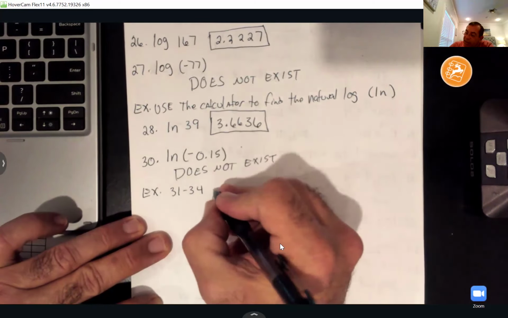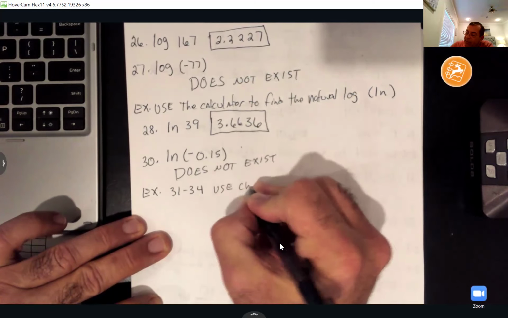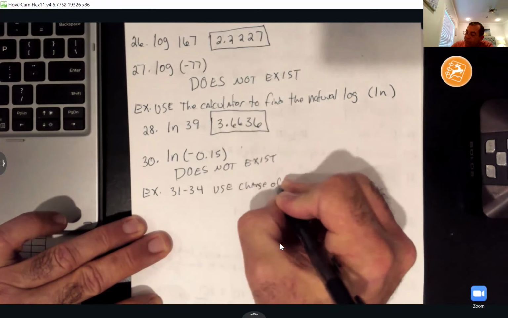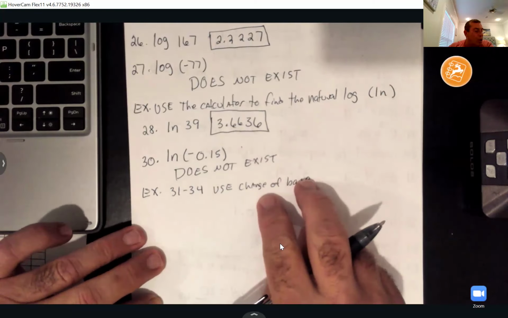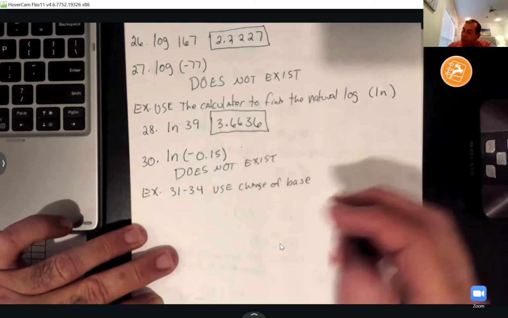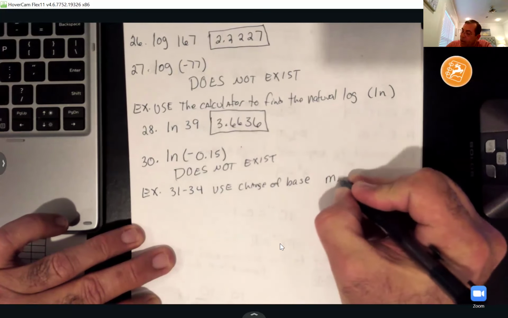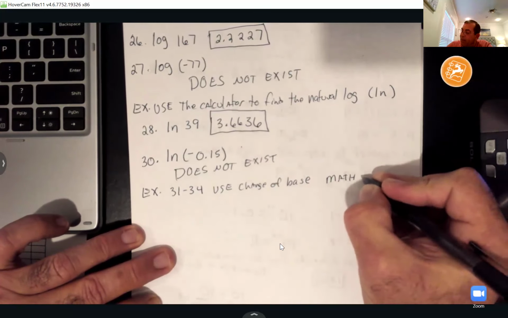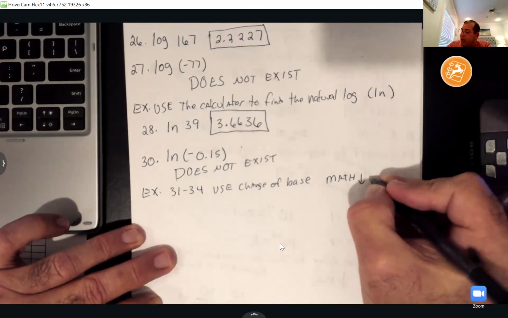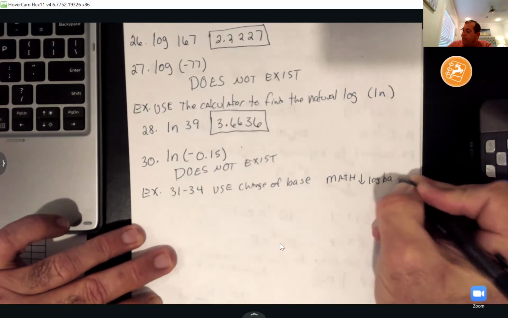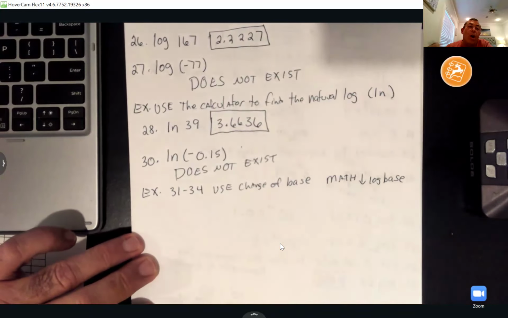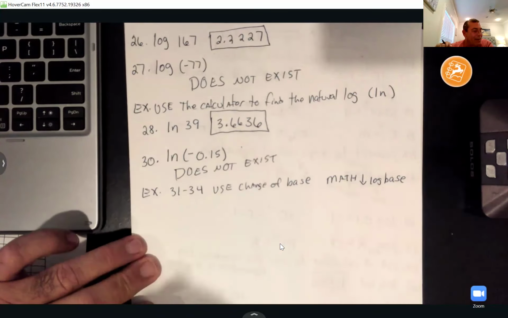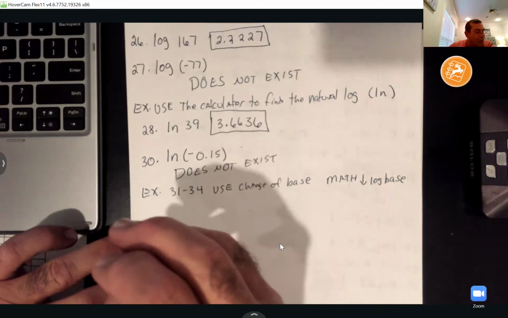The instructions say use to change a base. Well, that's old school terminology. What they want us to do on our calculator is go to the math button, arrow down, and use our log base. Okay, that's old school lingo for use the log base in the calculator, okay? So y'all try this one for me.